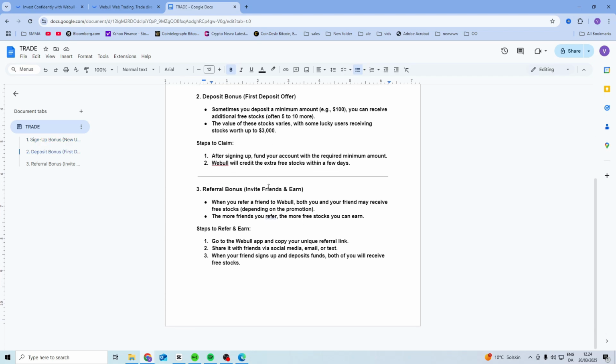Now the last one is a referral bonus. What this means is if you open your Webull app, you're gonna have a unique referral link. If you send this to someone or you have a following on social media or something, if anyone clicks on your link and they sign up and deposit some money, you are gonna receive free stocks as well as they are. So if you share it with 100 people and they all sign up and deposit money, then you're gonna get 100 or even more free stocks. So those are some ways that you can get it for free.